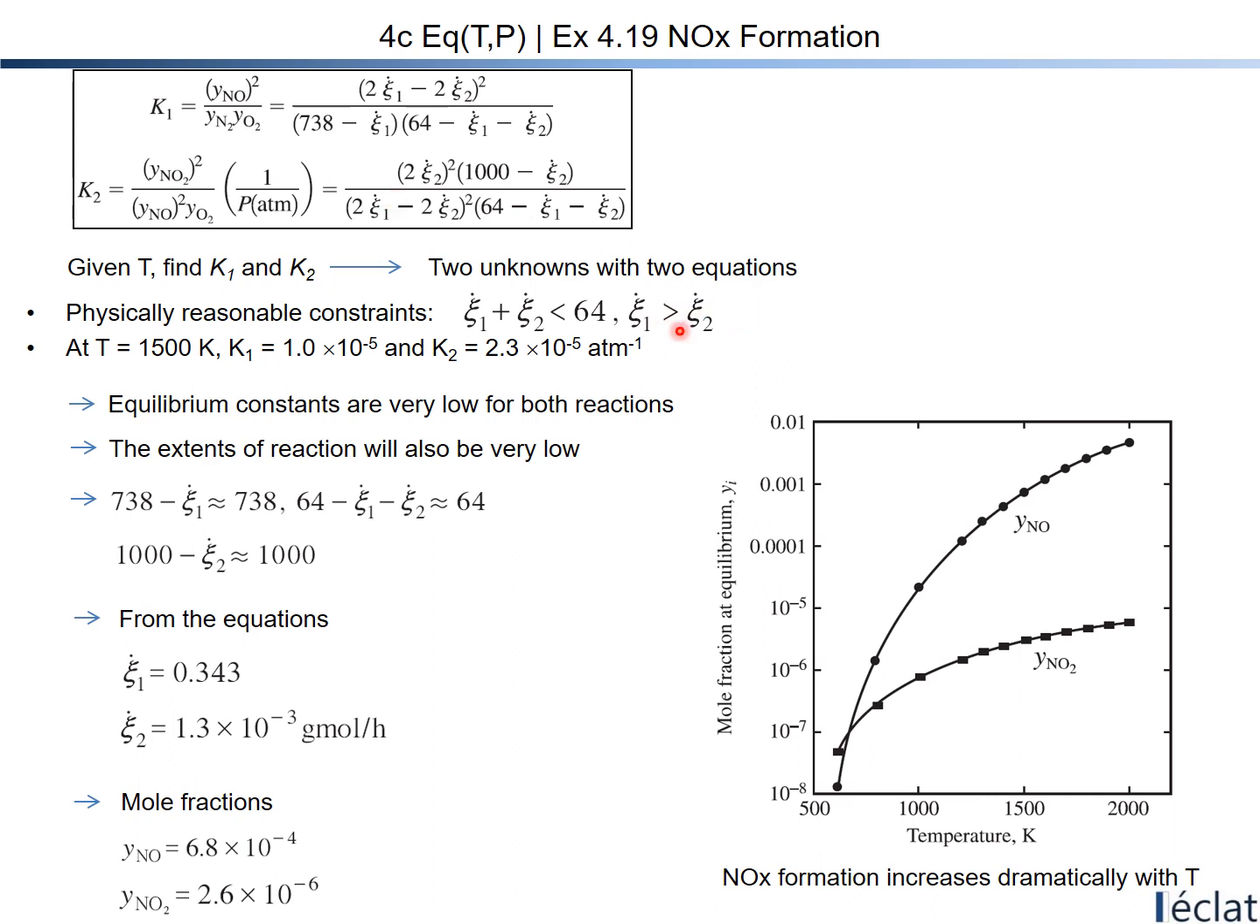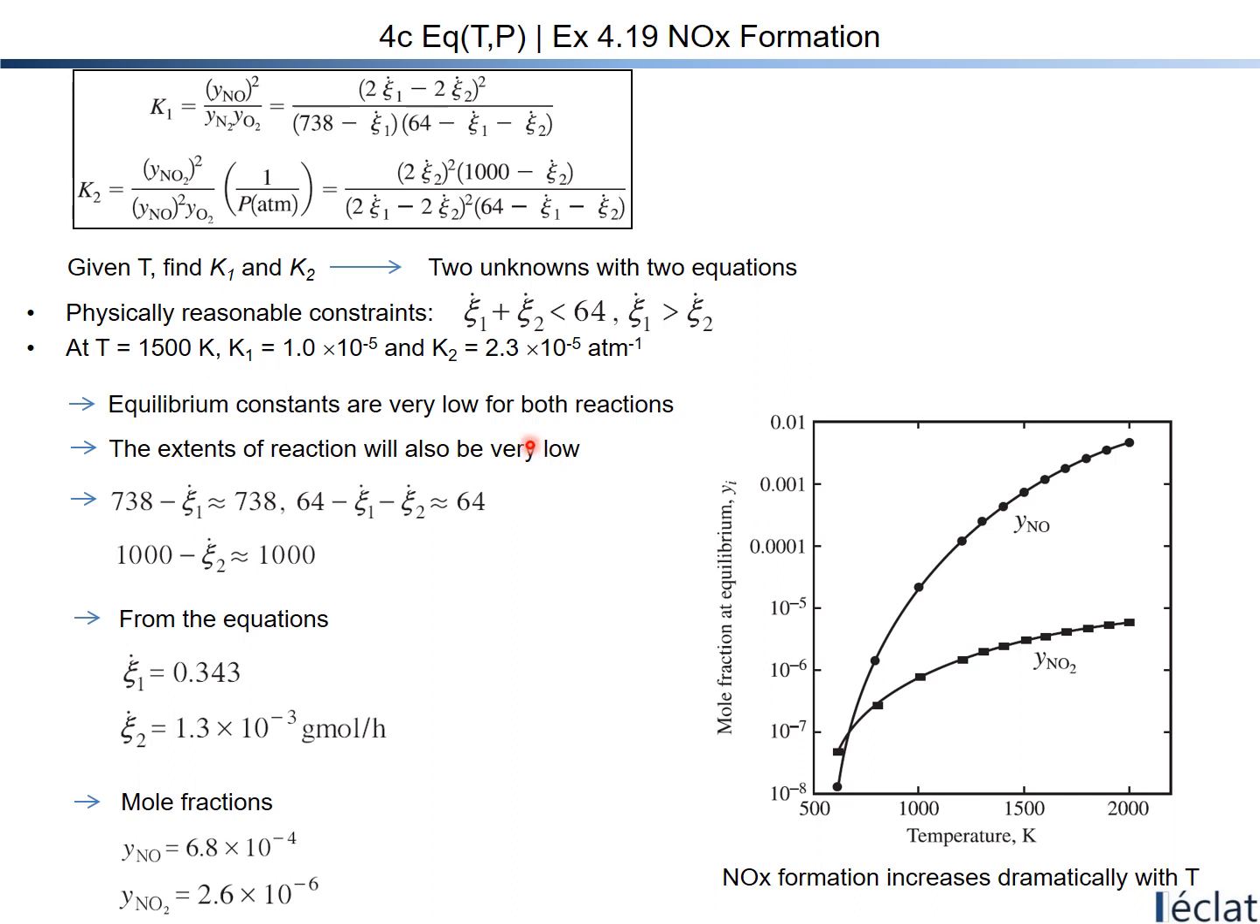Then, for example, at a temperature of 1500 Kelvin, from the temperature function we can calculate the values for K1 and K2. They are very small values, around 10 to the minus 5. So the equilibrium constants are very low for both reactions, and we can easily expect that the extent of reaction will also be very low. Xi1 and Xi2 would be very small values.